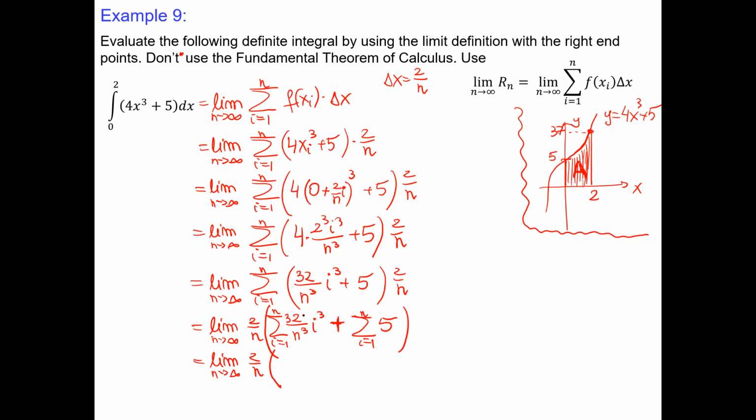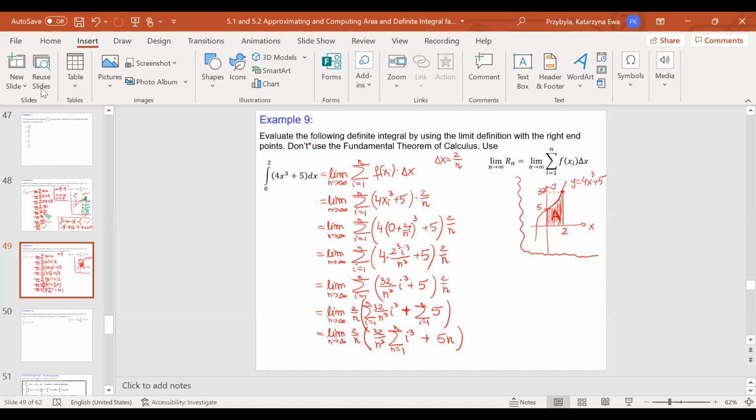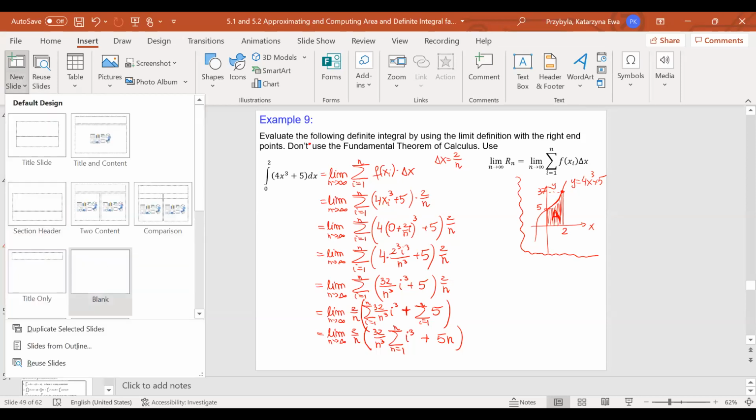And now what do we have? 32 over n cubed, it's a constant with respect to this. That's we do have i cubed. Okay, now summation of 5. 5 is constant, but this means that we have to add 5 plus 5 plus 5 n times, 5n. Okay. I believe I will need an extra page. We know that practice because I will not squeeze it.